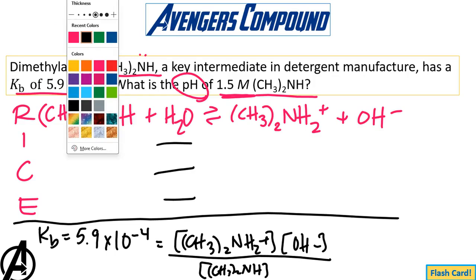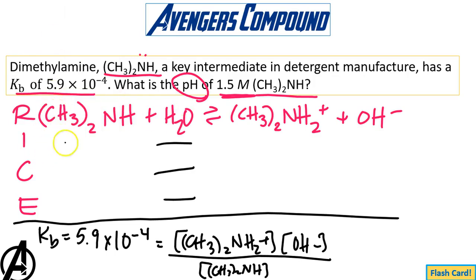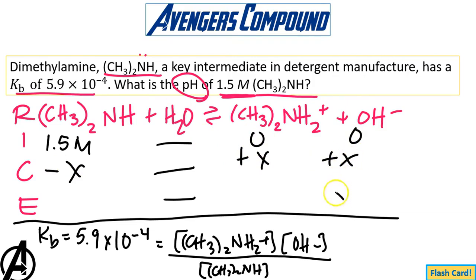Next, I'm going to go ahead and fill out my ICE table. So initial is going to be 1.5 molar here. You know, water doesn't matter. This is going to be 0, 0. This is minus X, this is plus X, plus X. So we know our equilibrium is just X and X here. That means if I solve for X, I can solve for the OH minus concentration. If I know my OH minus concentration, I can get pOH. If I know my pOH, I can solve for pH, which is what the question asks, right?